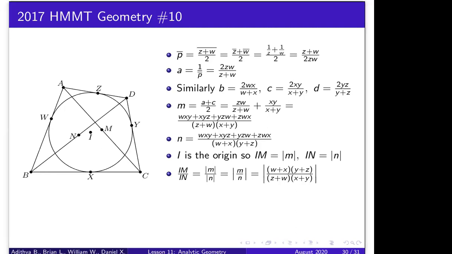And now we can see that the apparently messy expressions for M and N cancel greatly. So we have this nice factored expression that we want to find the absolute value of. And again, by absolute value properties, it's the absolute values of the individual terms multiplied and divided. Does anyone have any questions about how we simplified IM over IN or anything in general?